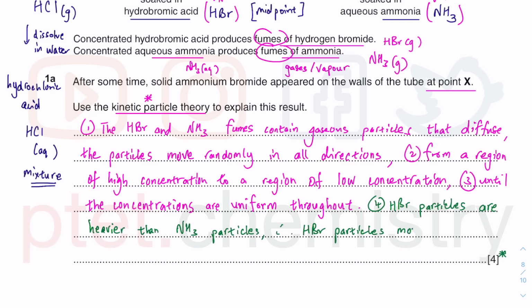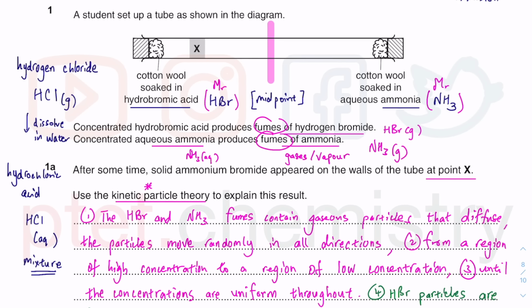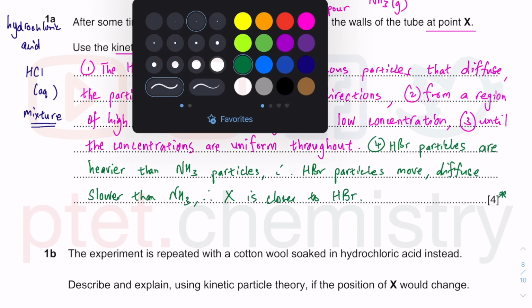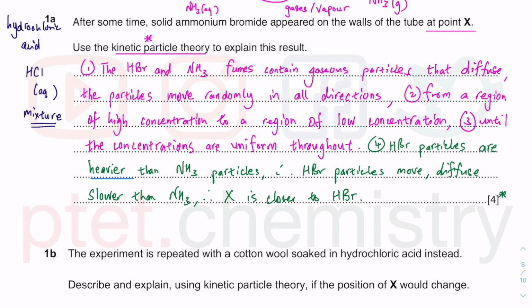They diffuse slower than NH3. If they diffuse slower, that's why you get this formation of the product when these two come together closer to the HBr end. Okay, so therefore X is closer to HBr. How do I explain this? It's not enough just to say it's heavier, because anyone could say it, but you need to prove it.